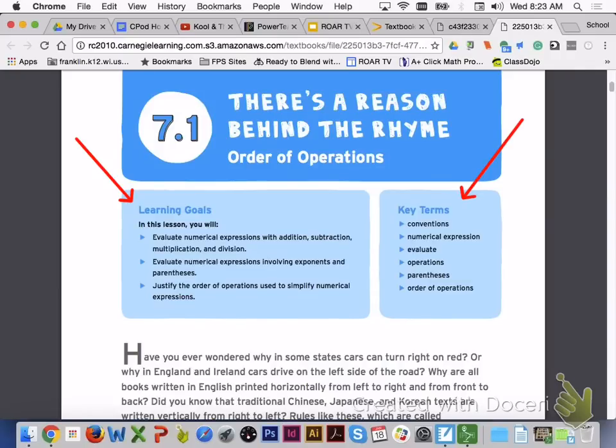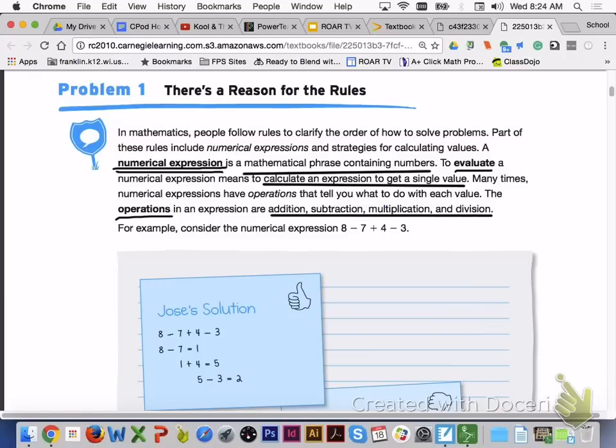Key terms to look for in lesson 7.1: conventions, numerical expression, evaluate, operations, parentheses, and order of operations. Please turn to page 462. Problem 1, there's a reason for the rules.